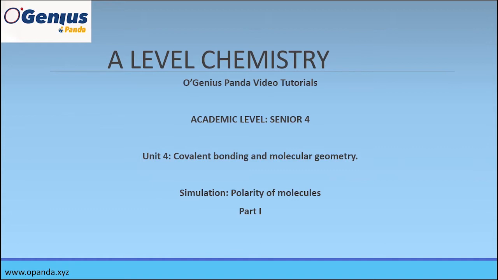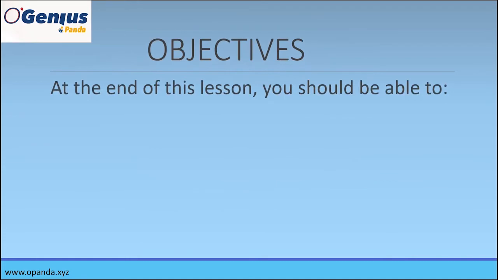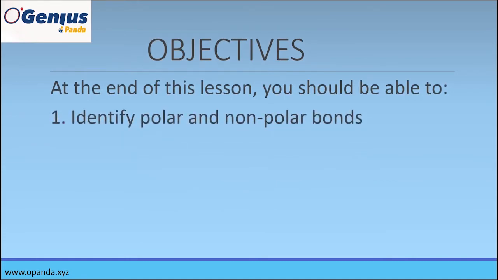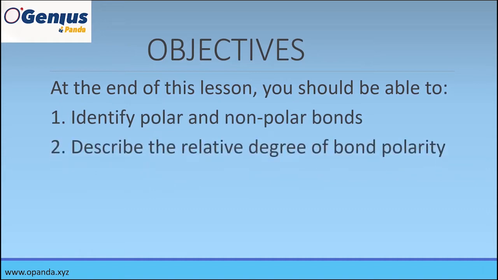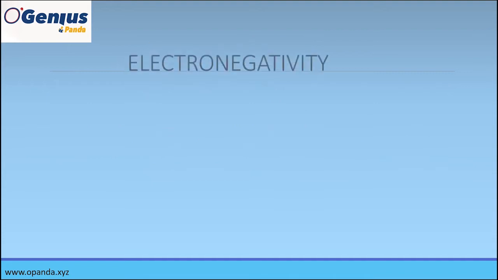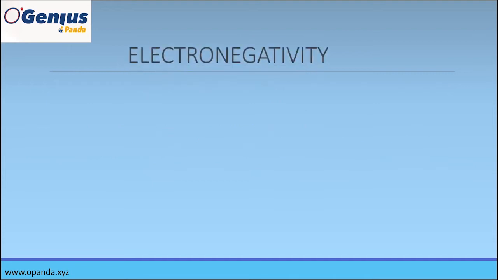Let's have a look at the objective. At the end of this lesson, you should be able to identify polar and non-polar bonds and describe the relative degree of bond polarity. What is electronegativity? To understand bond polarity, we need first to have a clear understanding of electronegativity.